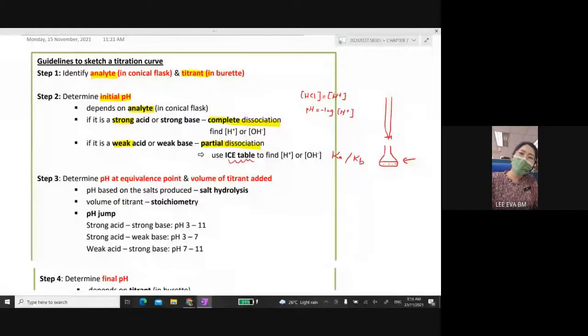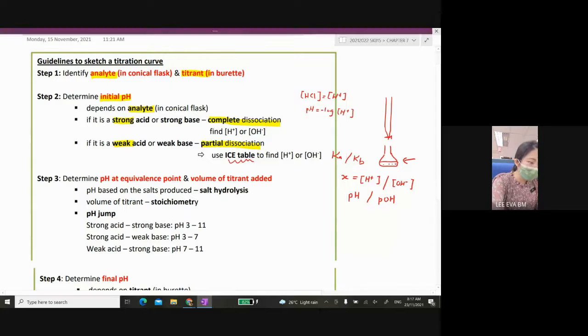For weak acids, we use an ICE table. In the ICE table we will use concentration. Since it's partial dissociation, remember your equation is an equilibrium, with a reversible arrow. So from there, you need to apply the Ka expression or Kb expression. Then you find X, from your quadratic equation. So this X will be the same as the H plus or the OH minus. Then only are you able to find the pH or pOH. So for weak species, you must follow the method for finding the pH value of weak species. But if you get the strong one, that will be straightforward. Okay. So this is step number 2, initial pH.